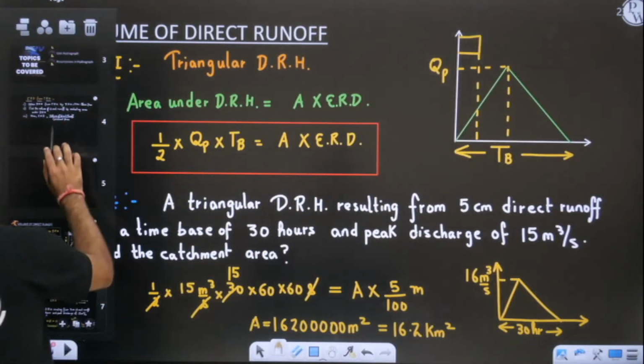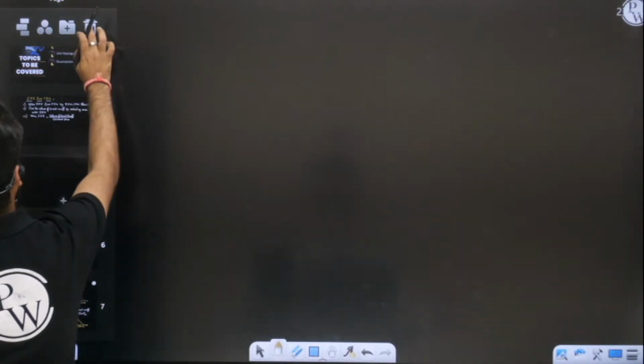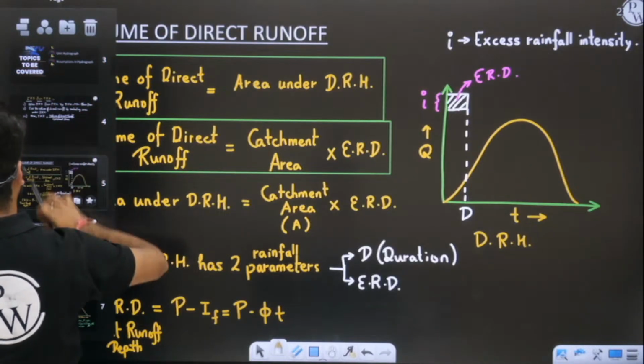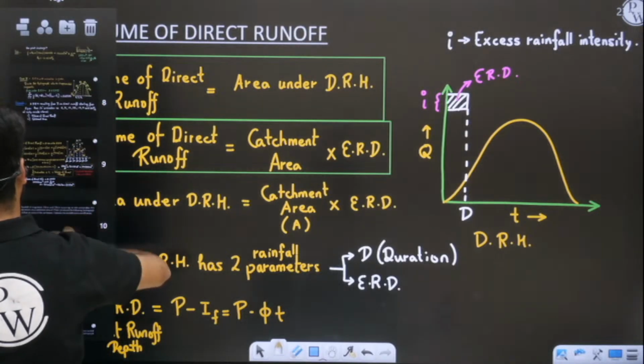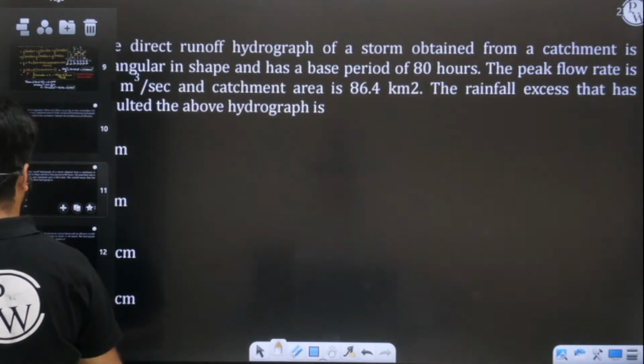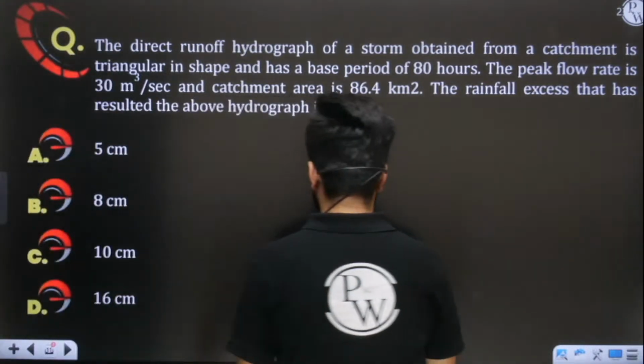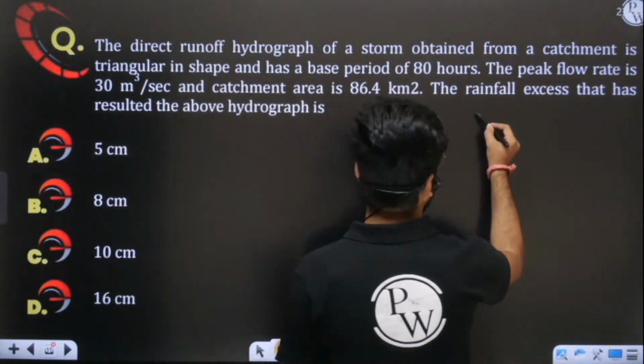So this is a simple thing. I hope it is clear to you. Now we'll move on to one more concept here. See, solve this question. This question has been asked in your GATE examination in a previous year.